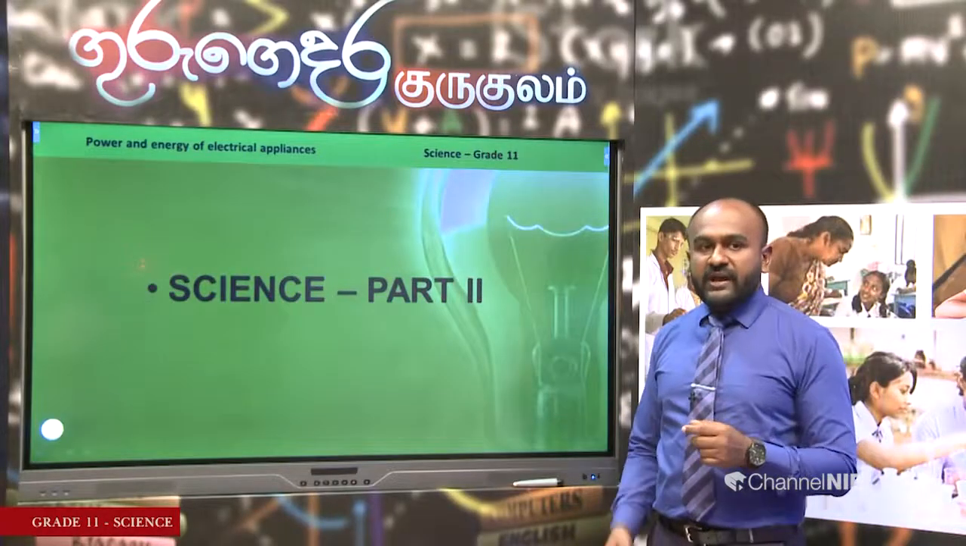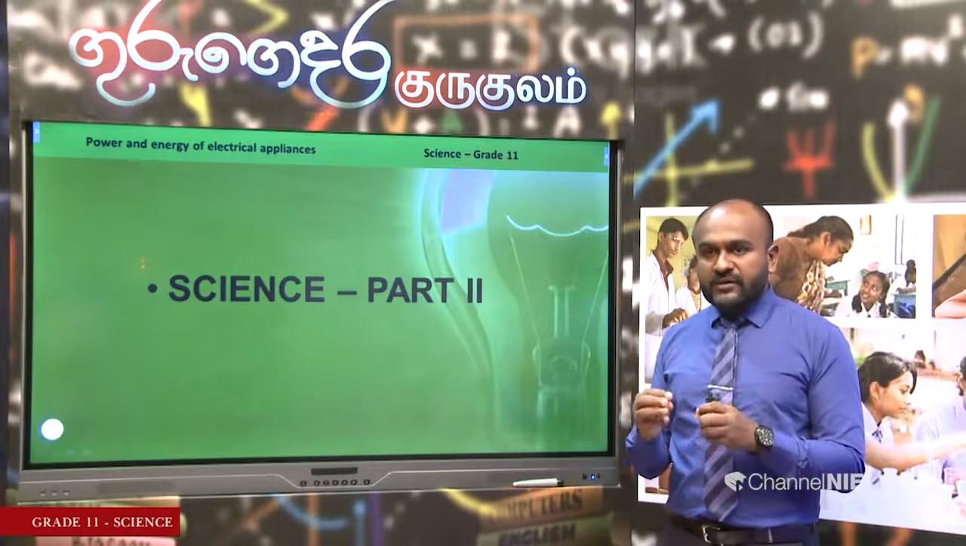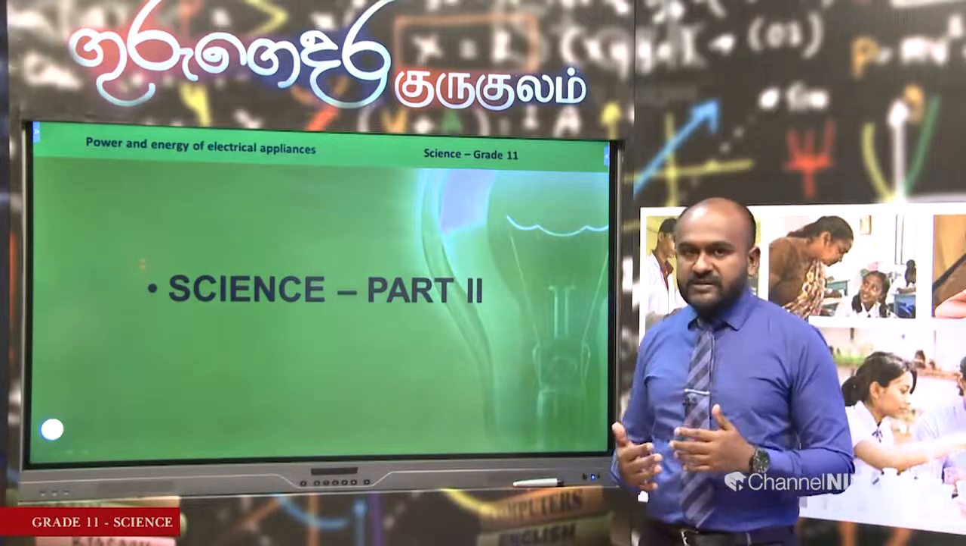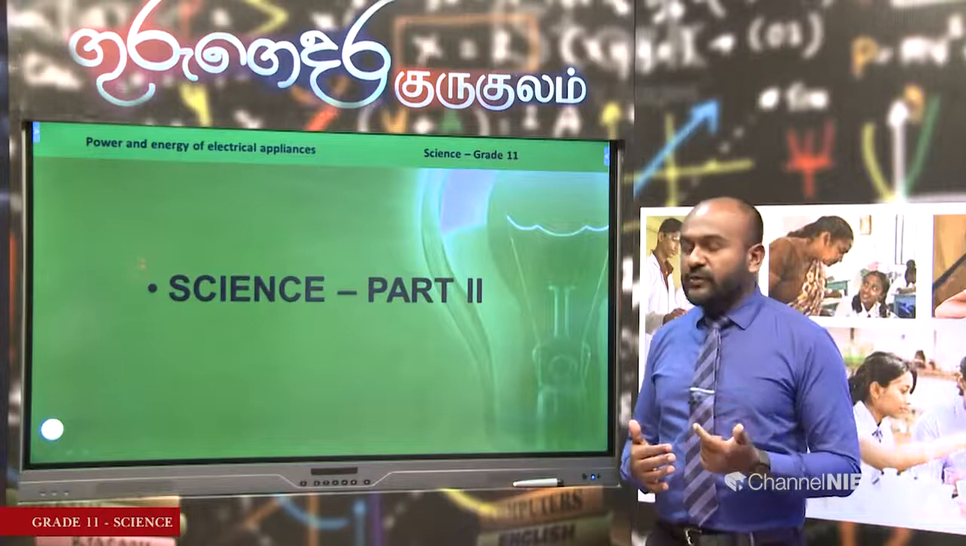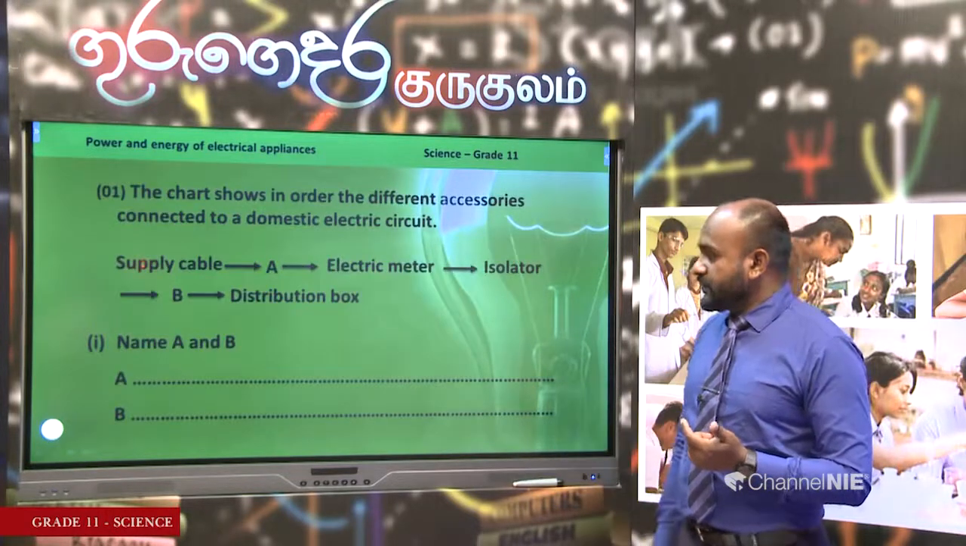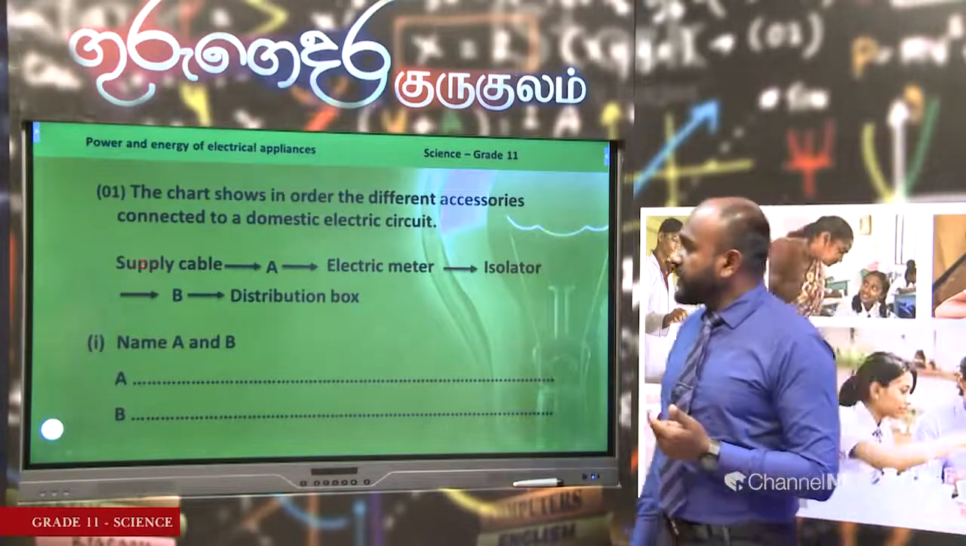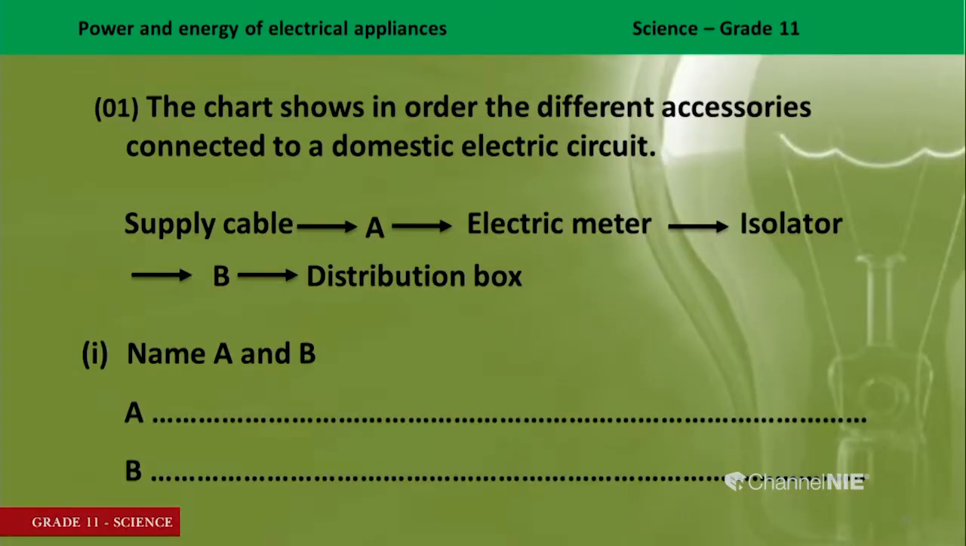Yeah. So, now we have done a few questions which would come in your part 1 and structured. Now, there is another question that also comes in part 2, especially a structured essay type question. Let us see what the question is. The chart shows in order the different accessories connected to a domestic electric circuit. You can see the order given: supply cable, it connects to a device called A, and then from that it goes to electric meter, isolator, then to another device called B, and distribution box.